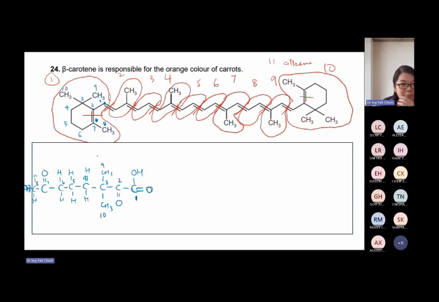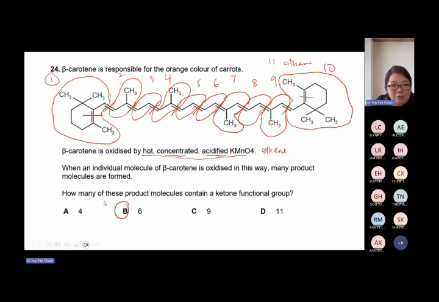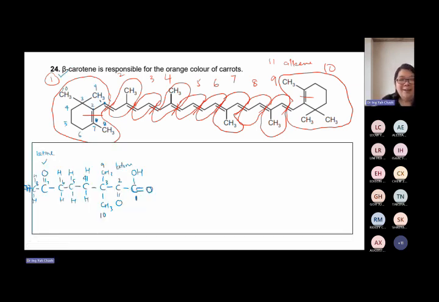So we look at this product number 1. Does it contain a ketone functional group? The answer is yes. Can you see this carbon number 7 is a ketone? And actually carbon number 2 is also a ketone. So let me put a tick for product number 1. It contains a ketone. Later you need to count how many products contain a ketone functional group. So let us look at product number 2.